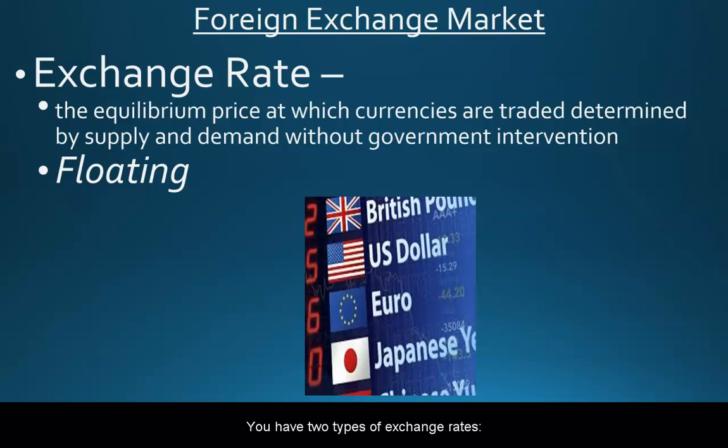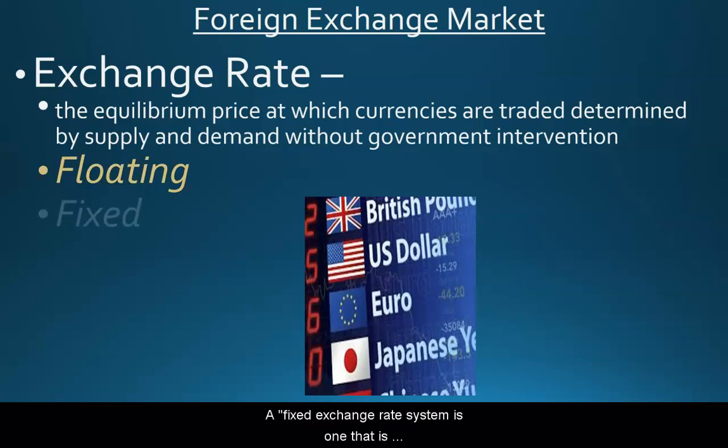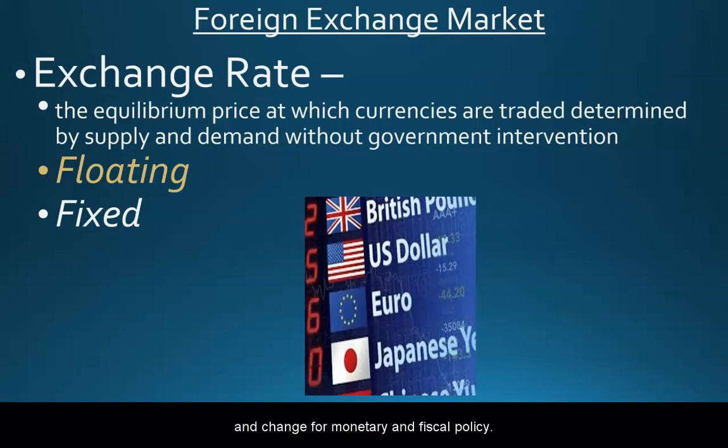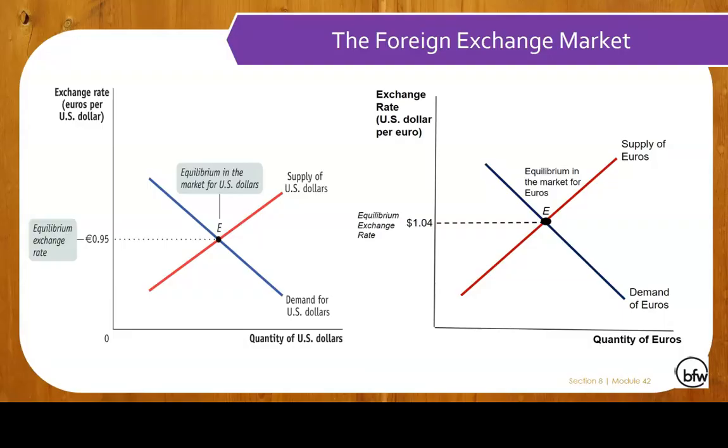You have two types of exchange rates, flexible or floating, and fixed. A fixed exchange rate system is one that is determined by the government for its currency and changed through monetary and fiscal policy. A former term for this is a pegged exchange rate, but for the remainder of this lesson, we are going to focus on floating exchange rates. So let us look at the foreign exchange market in action.